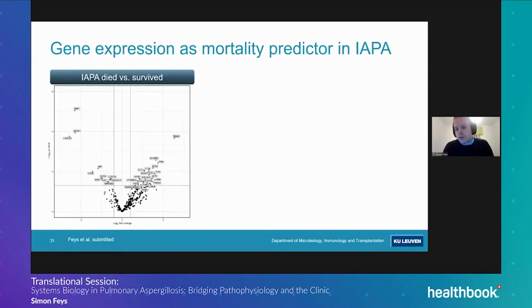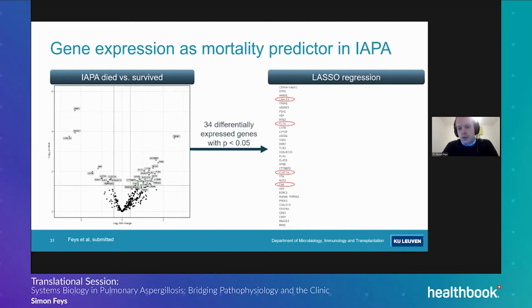And as a proof of concept of this approach, we have performed a mortality analysis. We have looked for biomarkers for mortality in VAPA patients in the data set that we published in Lancet Respiratory Medicine, the gene expression data set. And what we did was look at the genes that were differentially expressed between patients with VAPA who had died versus those who eventually survived.